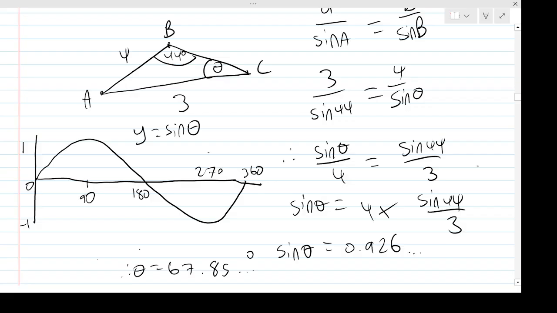What I'm then going to do is zoom in and only focus on the first half, between 0 and 180, that part of the curve. So I'm going to redraw this again.